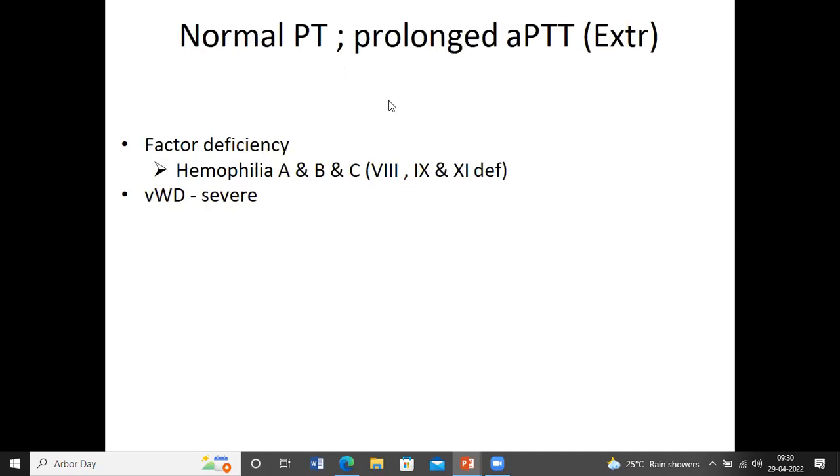So now coming to a different scenario where the aPTT is prolonged and the PT is normal. Prolonged aPTT, as we have discussed earlier, defines an intrinsic pathway defect, where there are factor deficiencies such as factor 8, 9, and 11, resulting in hemophilia type A, B, and C. Also, this can be seen in severe types of von Willebrand's disease.